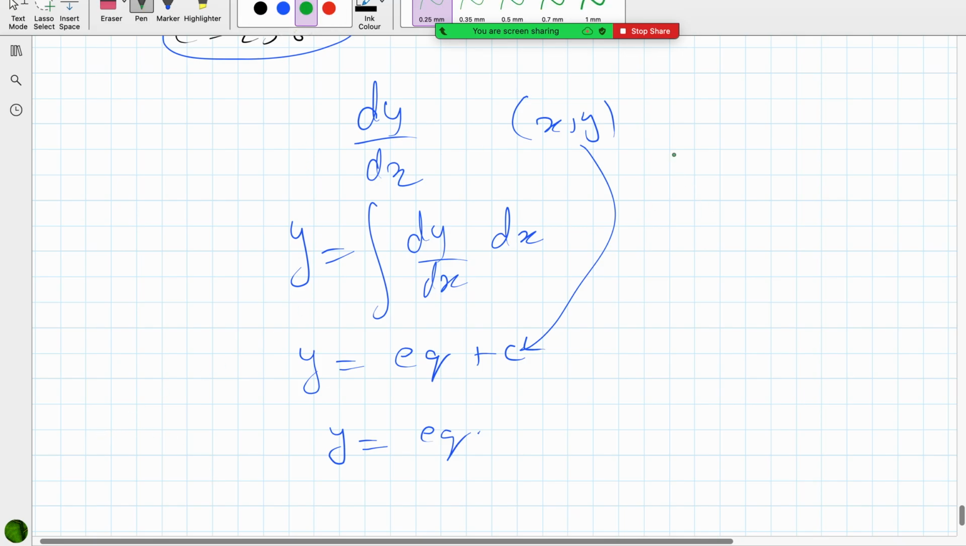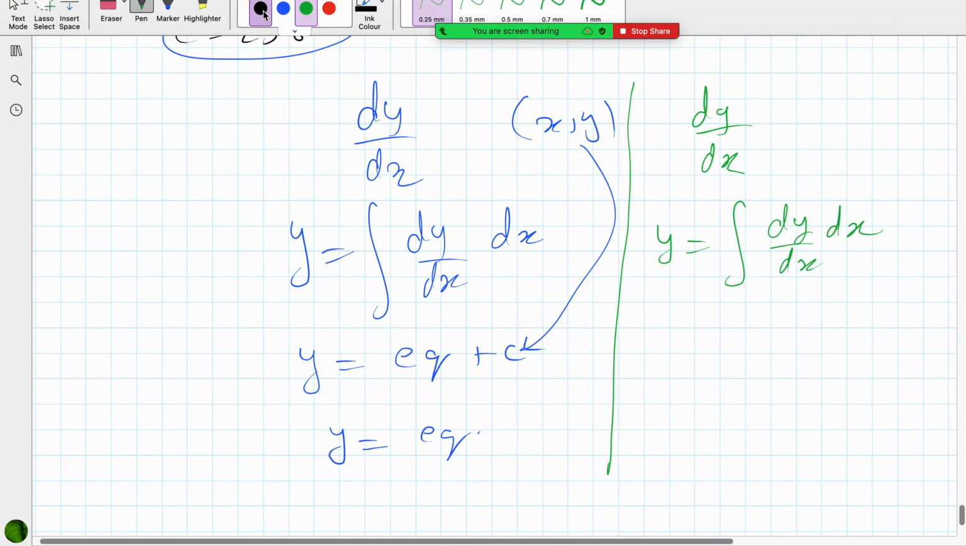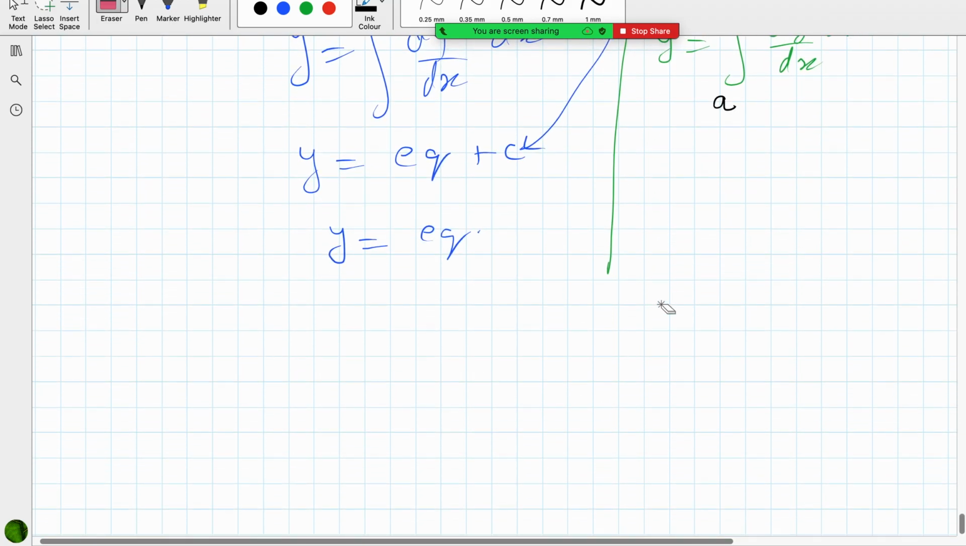Now comparison with definite integral. This is dy by dx. Y is equals to integration of dy by dx with respect to x. Now this is the difference. You are given with two values, a and b. When you actually integrate it, you get the equation, but you don't have to find c. How do we do that and why we don't find c?